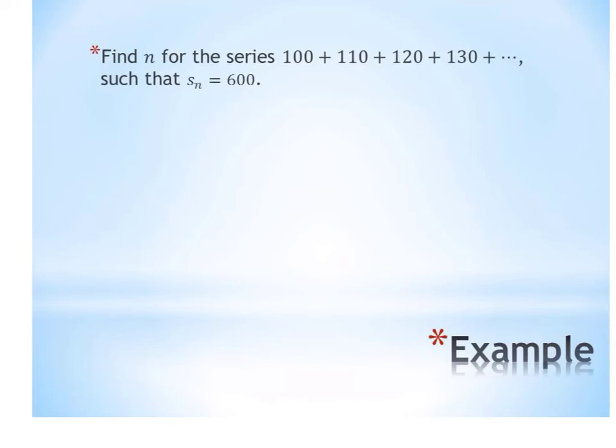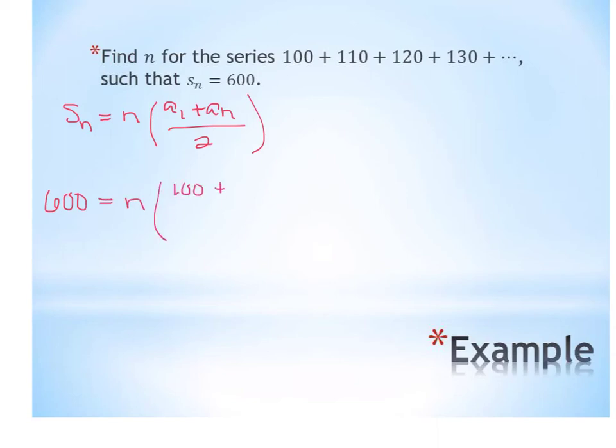Okay, one last example here. Find n for the series 100 plus 110 plus 120 plus 130 such that the sum of them, that's what the S is, is 600. Okay, so this is exactly what we just did, so let's go through it just one more time here. We have a formula. In fact, this was the second part of the last example. So I have an S sub n, it's 600. I do not have an n. I have a first term. I do not have a last term.